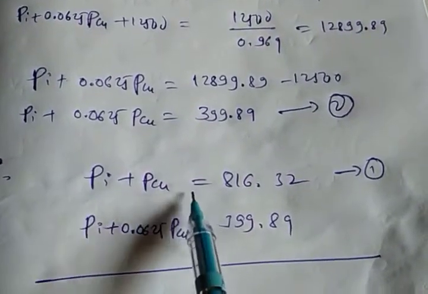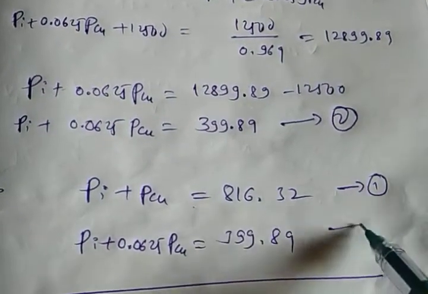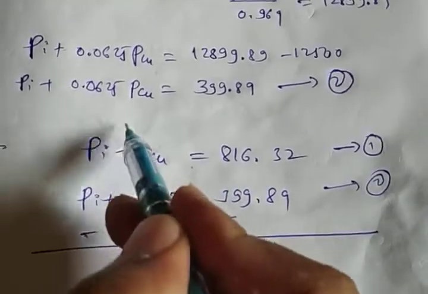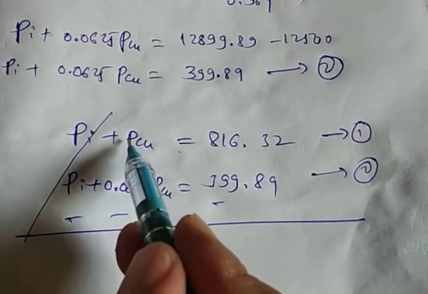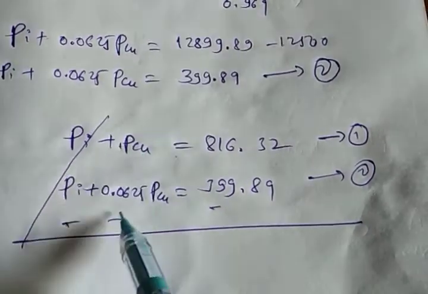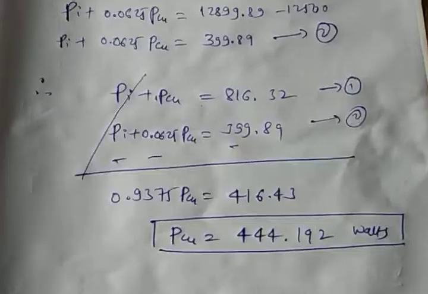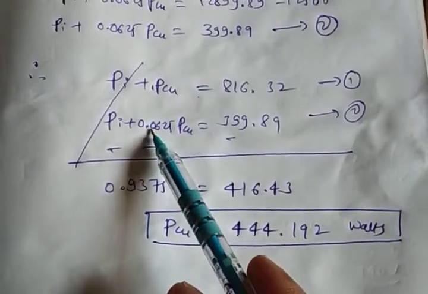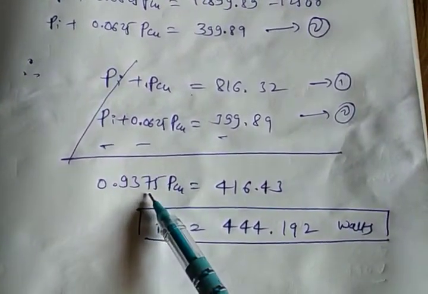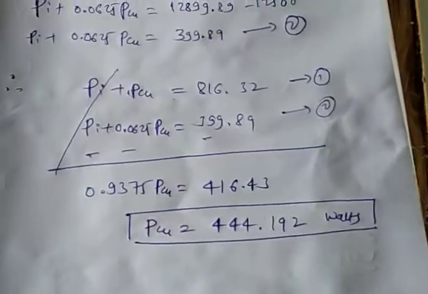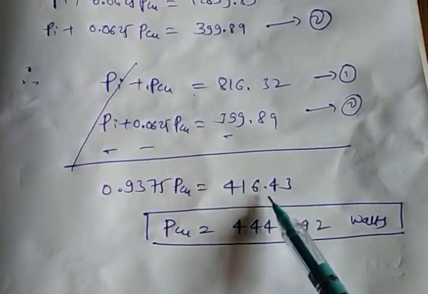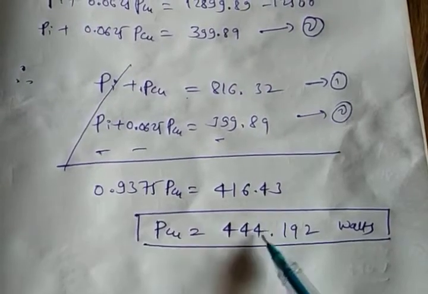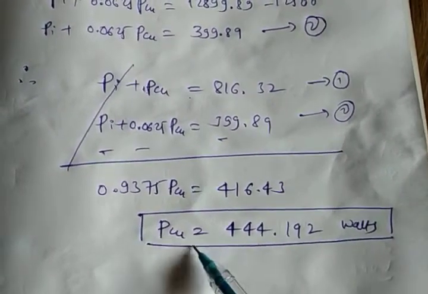So now equation number 1 and equation number 2, equating 1 and 2, you will get the Pi and PCU values. PCU means nothing but 1 PCU minus 0.0625 PCU. After the simplification you will get 0.9375 PCU is equal to 816.32 minus 399.89, you will get 416.43. So 416.43 divided by 0.9375, you will get 444.192 watts. This is the value of PCU.